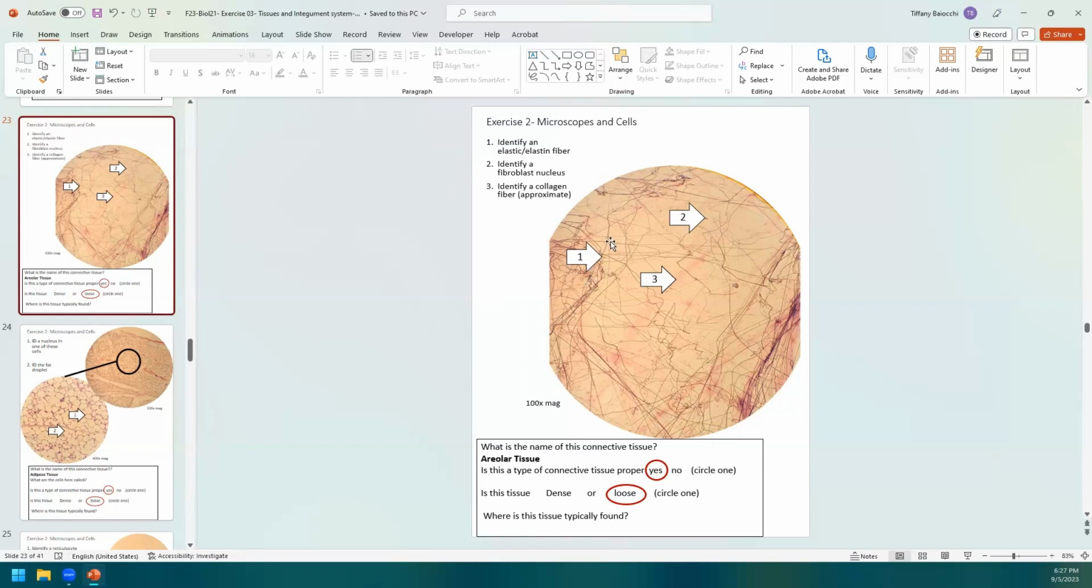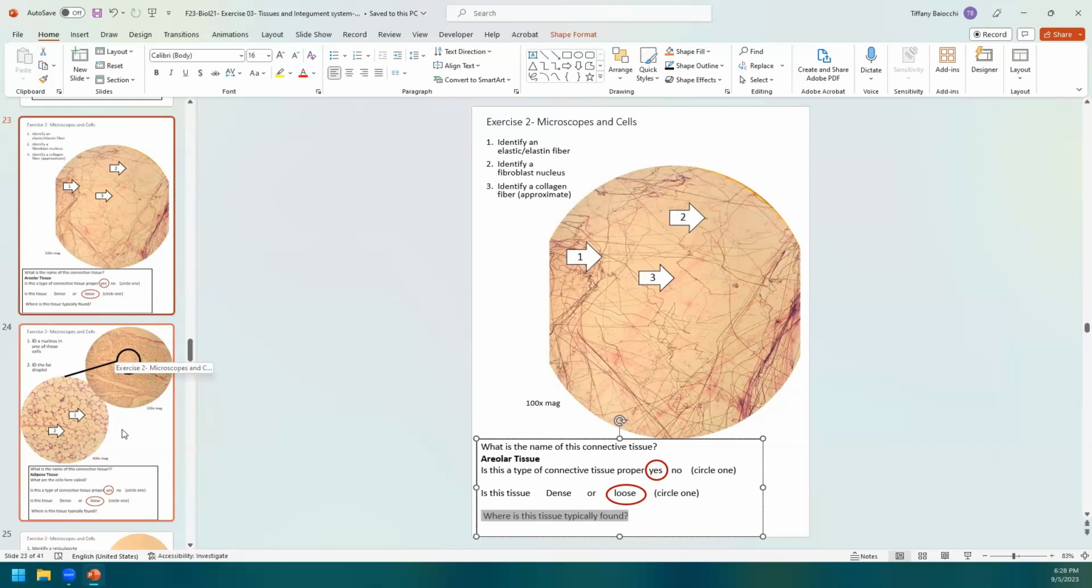So number 1 is our elastic fiber. 2 is a fibroblast. Any of these little dots here would be our fibroblast cells. And then these large pink bands in the background, those are our collagen fibers. I've decided to point out this large one right there because I think that one is the most obvious. Where is this typically found? It's found widespread throughout the body, but especially over the surfaces of muscles. That's what makes up our fascia.